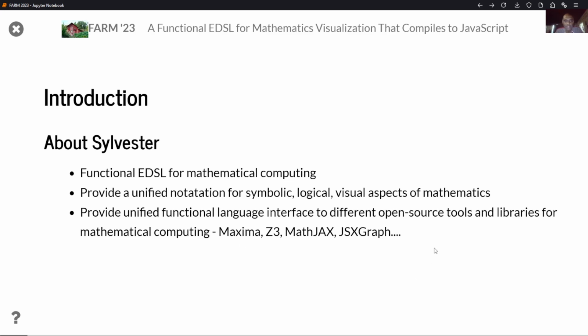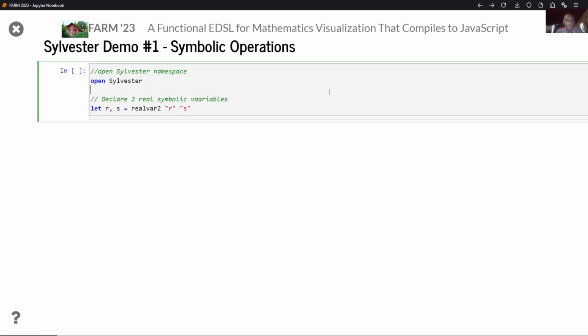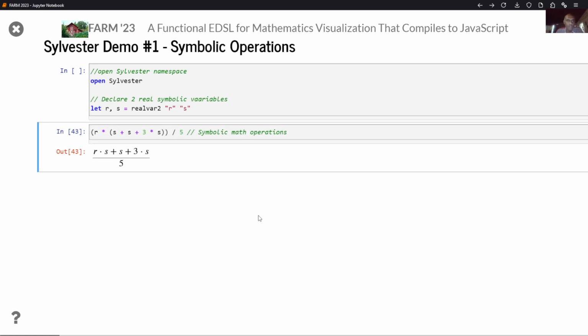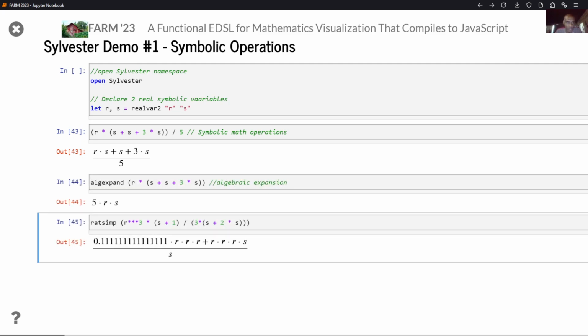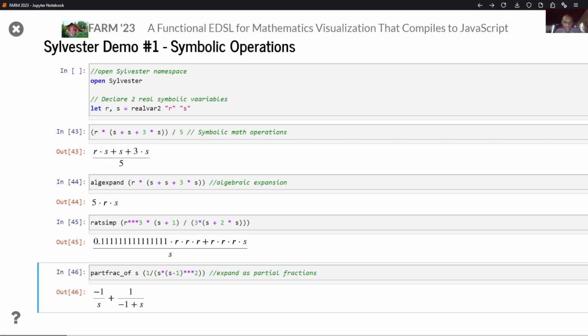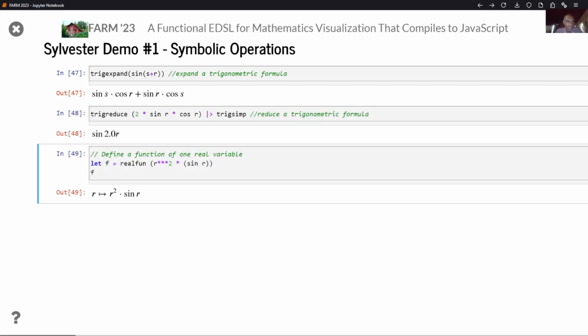Well, let's get into our first demo, and we can just look at what Sylvester is trying to do. Okay, so we can first look at some symbolic operations. We open our Sylvester namespace, and we declare two real symbolic variables, and we're going to be using these two symbolic variables throughout our demo. We can express different symbolic math operations, such as algebraic expansion, simplification, partial fraction expansion, trigonometric expansion, and trigonometric reduction.